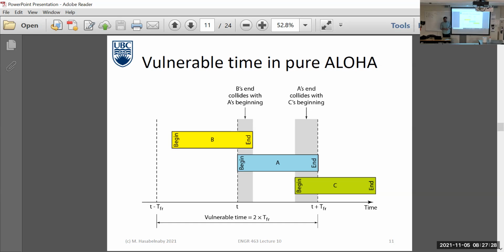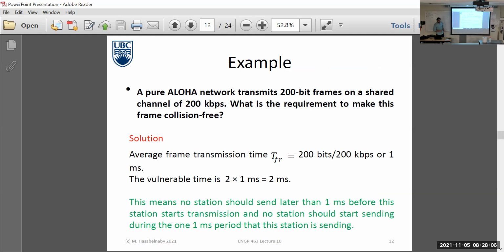And also, to ensure that no one can collide with me, we don't want any earlier transmission before the start of my transmission, within TF also. So I want to keep this period empty and this period empty in order to ensure that we will not have any collision. So the vulnerable time equals 2 multiplied by the frame transmission time. Okay, so Duncan has the correct answer, and we can discuss this example.